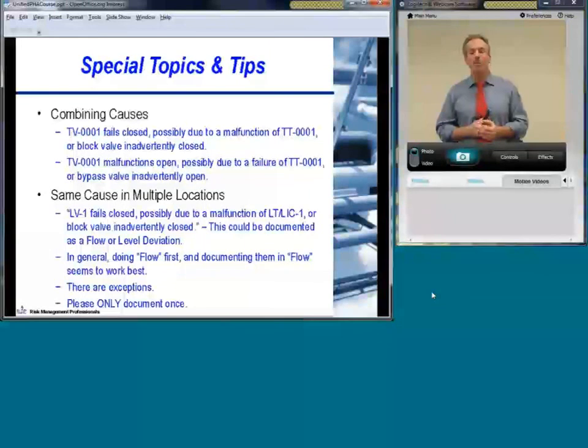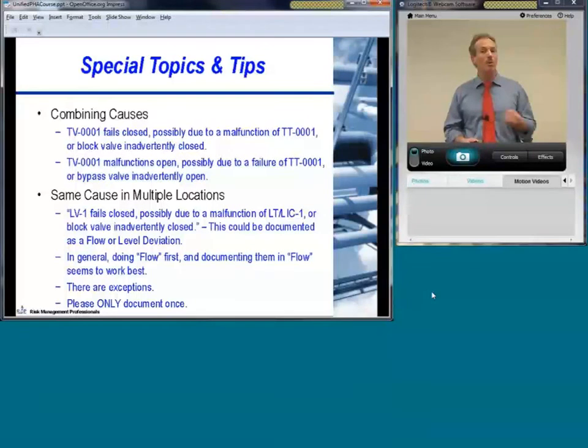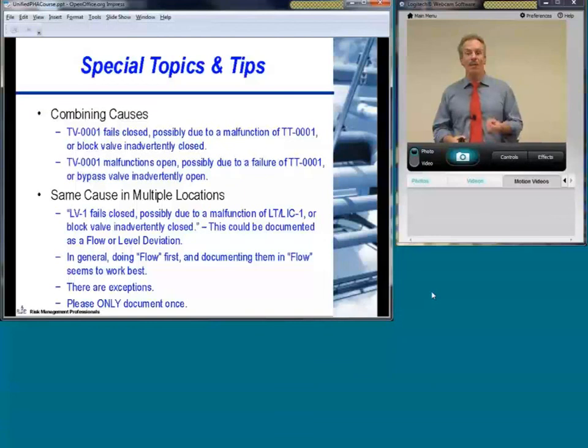Now, there may be some exceptions, but for the most part, documenting it once and only in one place works 99% of the time. And also, what we find works best is we usually take the flow deviations, the no flows, more flows, and misdirected flows first. Those tend to lead to the best conclusions and also have the biggest impacts.